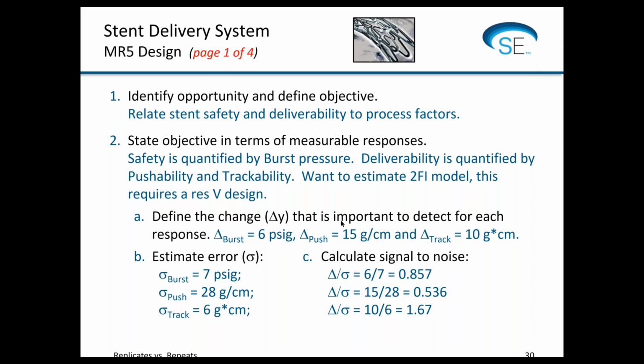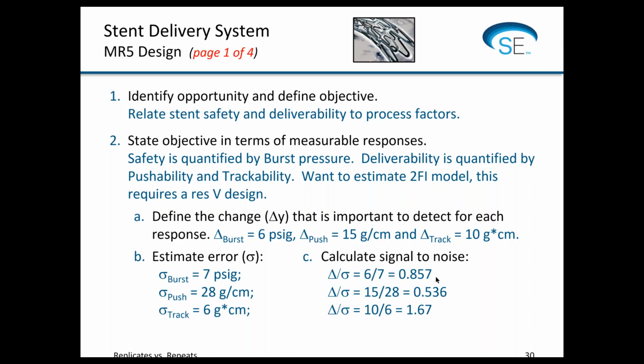Okay, then they talk about what's important for each one of these factors. The change in the response for burst of 6 PSI gauge is important. For push, 15 gram centimeters. For track, 10 gram centimeters. Then they need to know experimental error. Well, they've run these tests before on production units. They kind of know what the variability is in measuring each of these. For burst, it's 7 PSI gauge. For push, it's 28 grams per centimeter. And for track, it's 6 gram centimeters.